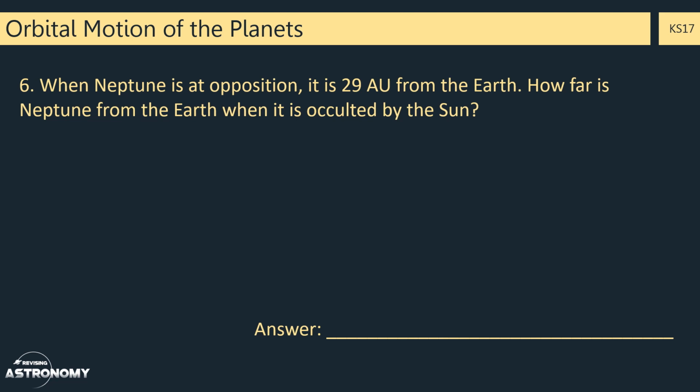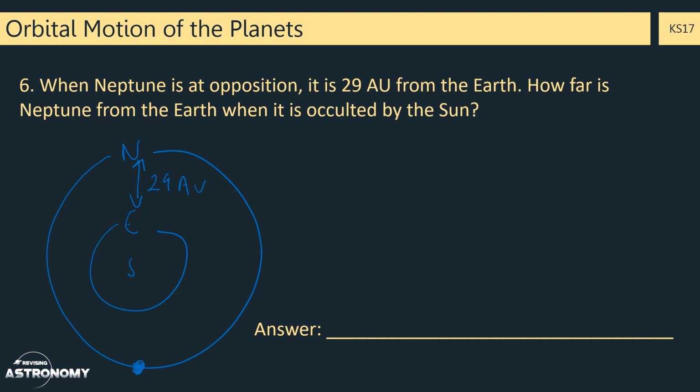Question 6. When Neptune is at opposition, it's 29 astronomical units from the Earth. Let's just add our diagram here. So we've got the Earth and the Neptune. And so we know that this distance between Neptune and the Earth is 29 astronomical units. How far is Neptune from the Earth when it's occulted by the Sun? So this will be the point where the Sun passes in front. So Neptune must be over here at conjunction, the opposite side. So it's asking us how far is the distance when it's occulted by the Sun.